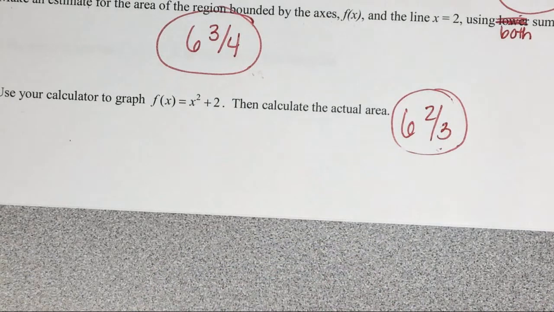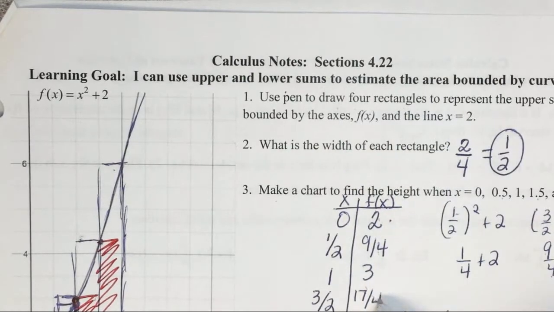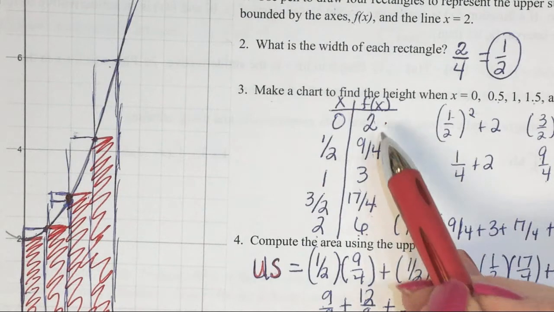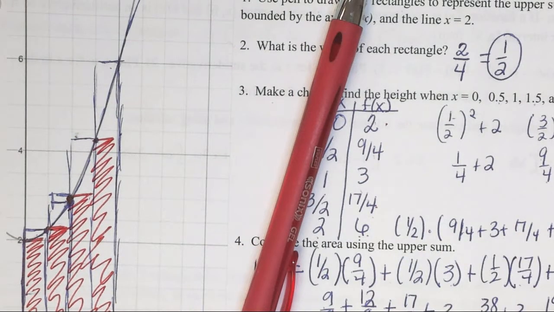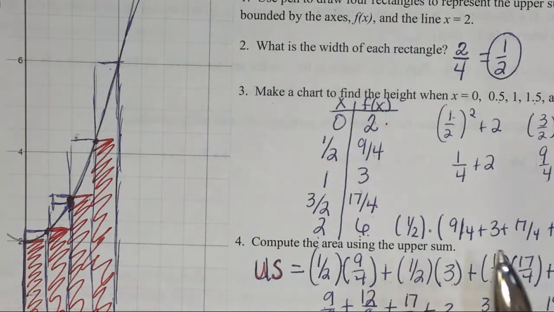All right, any questions on that? So just real quick, when you make a chart, that's always helpful, but you don't always use every value in the chart. You're only going to use 4 of them because we're only finding 4 rectangles, so you don't need to use all the heights every time.